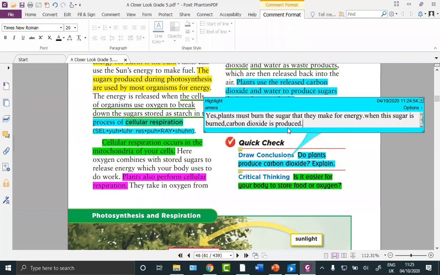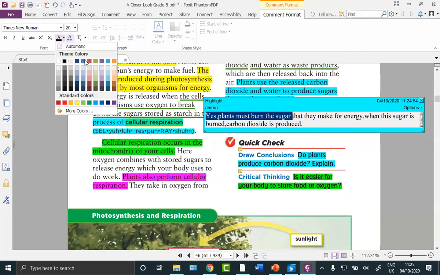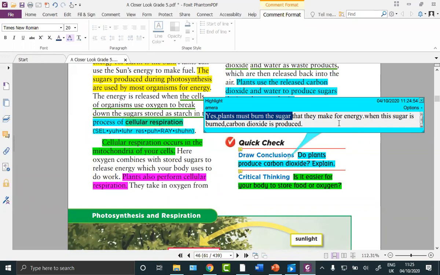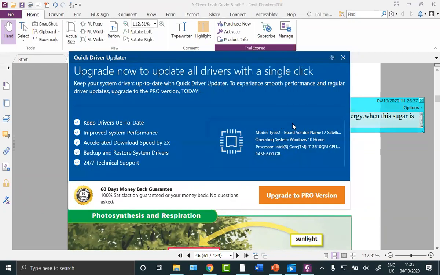Yes, plants must burn the sugar. Plants must burn the sugar that they make for energy. When this sugar is burned, carbon dioxide is produced.